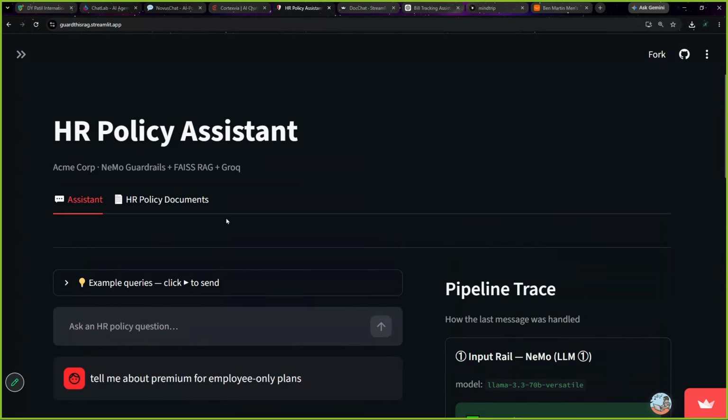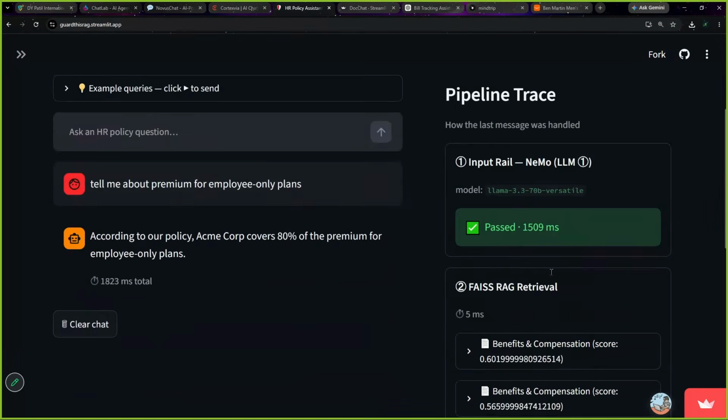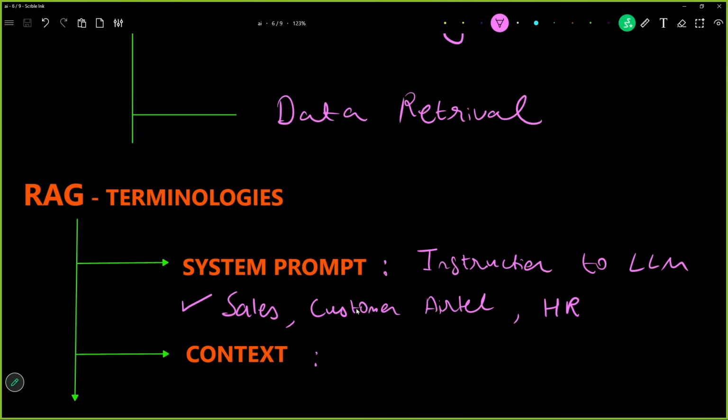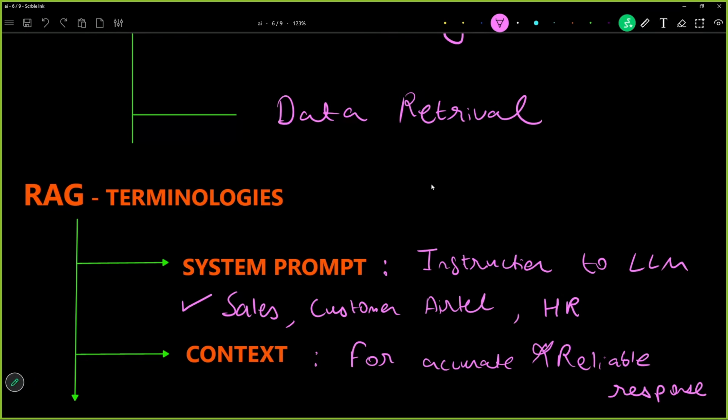And to fetch these documents, we have a technique. Okay. And these documents are nothing but context. Context is required for an accurate and reliable response. If context is provided, then only we will be able to give a proper response. Else we will give a hallucinated response. All right. So these were the two terminologies which we have to know before we go anywhere else.